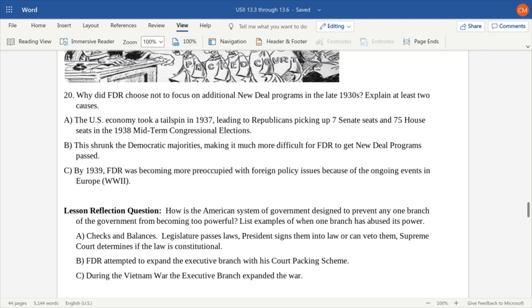FDR attempted to expand the executive branch with his court packing scheme. During the Vietnam War, the executive branch expanded the war and misrepresented the truth to the American public, and as a result, we got trapped in Vietnam for way too long a period of time. Take a moment or two to get down whatever you need from the final few questions here.